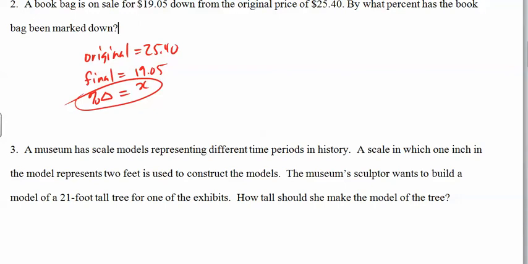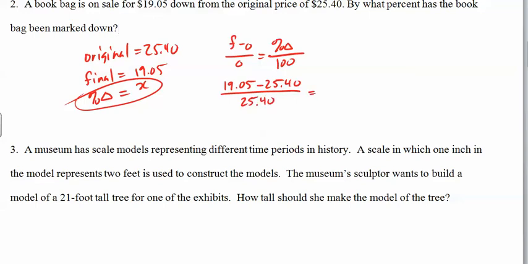So now we're going to use our equation, since I know that it's a percent change that I'm looking for. So I'll go final minus original over original equals the percent change over 100, because the original amount is 100%. So there we should be able to just put everything together. We'll go 19.05 minus 25.40 all over the original price, which was $25.40, and that will equal our X over 100.